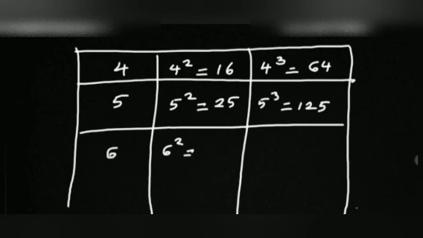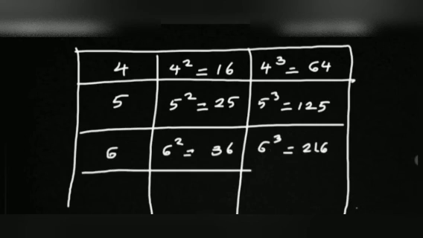So what is 6 squared? What is meant by 6 squared? 6 squared means 6 into 6. And what is 6 into 6? 6 6s are? Yeah, very good, 36. And next we have 6 cubed. What is 6 cubed? Yes, 6 into 6 into 6. And the answer is 216. Try to find out yourself in the working column.